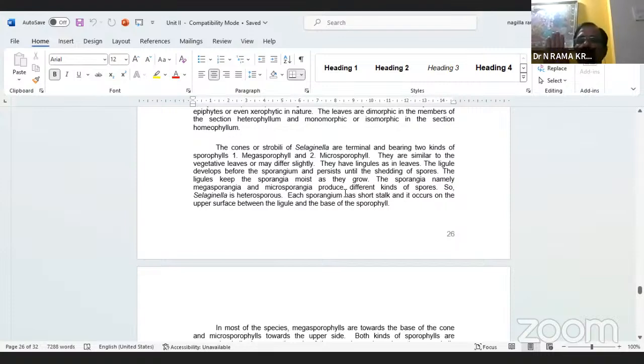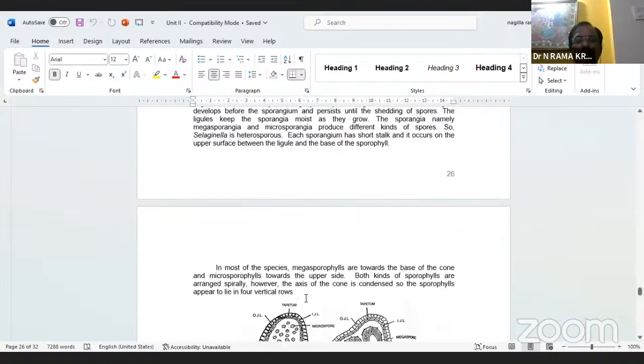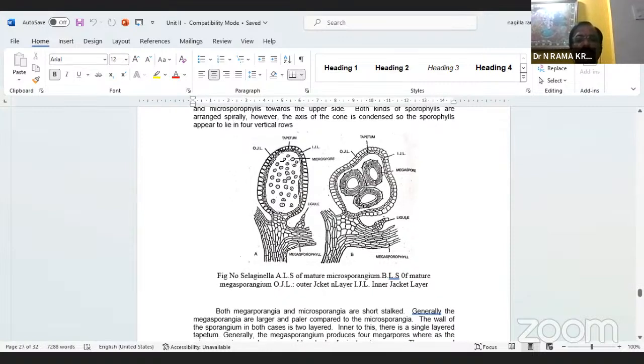So you see here, these are the leaves. These leaves contain the sporangia. The sporangia contain the spores. You see here, these are the sporangia, and these are the spores. Here this one is a microspore, and the second one is a megaspore. So in total this is the microsporophyll, and here it is the megasporophyll.